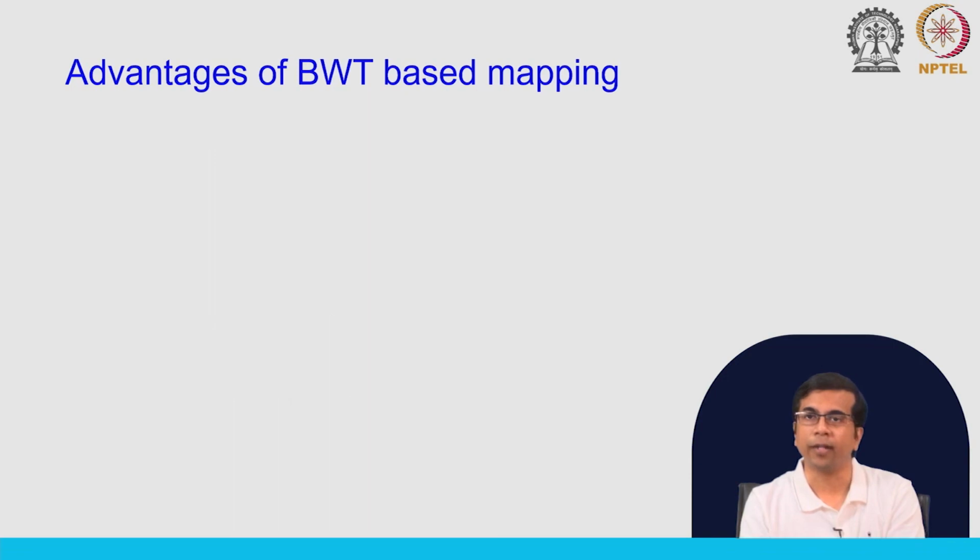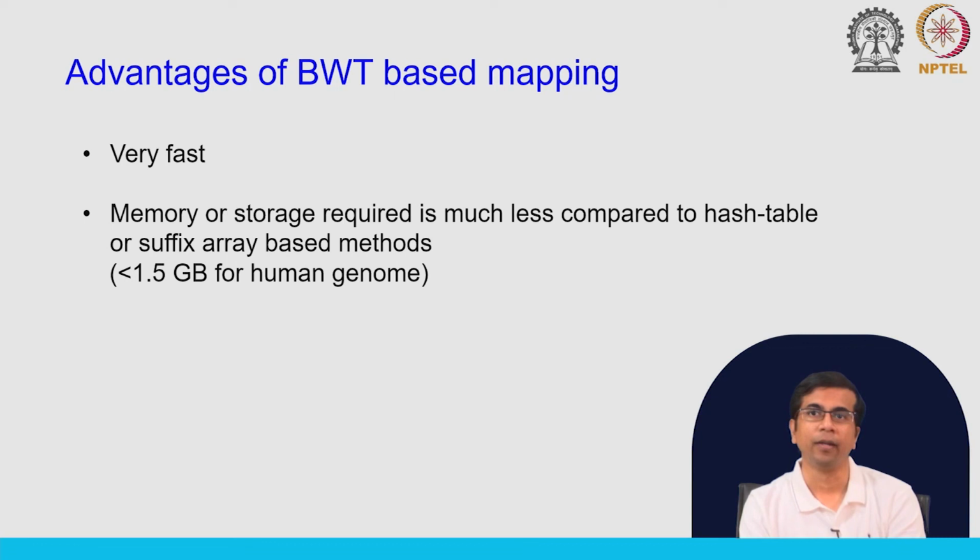So, what are the advantages of BWT-based mapping? We have learned how we can map reads that match perfectly, as well as reads that contain mismatches. What we have seen is that this is a very fast process. You do not have really complex or time-consuming steps. The memory or storage required is very much less compared to other methods that we have discussed so far.